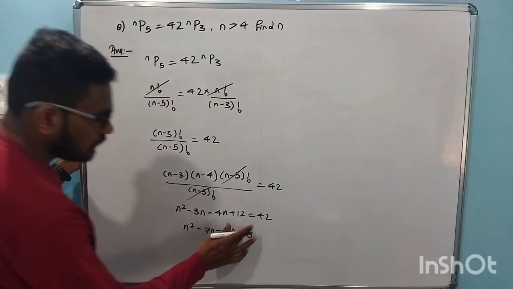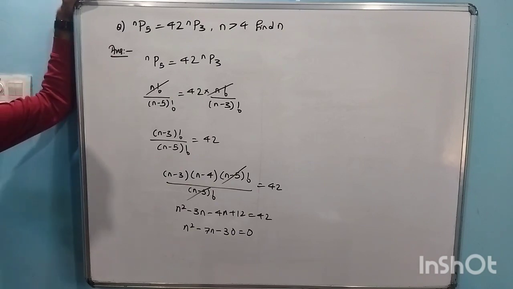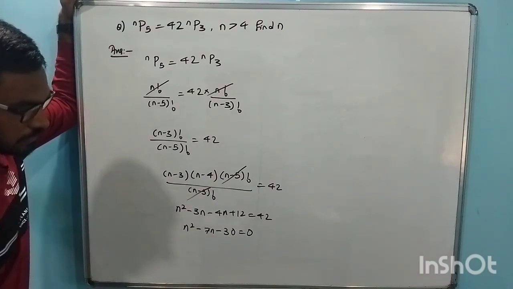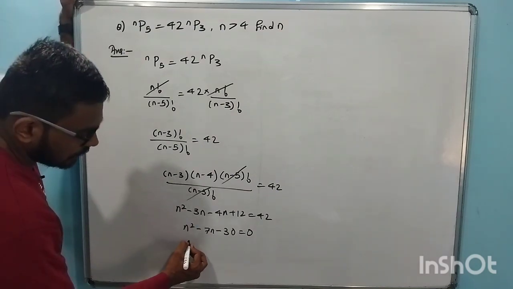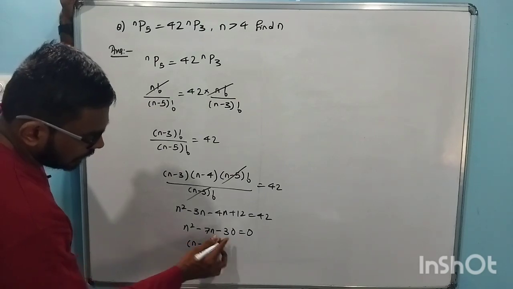So what are the two numbers which, if we subtract, we should get 7, and if we multiply, we should get 30? Which are the two numbers? 10 into 3, correct? So directly you can write n minus 10 and n minus 3.